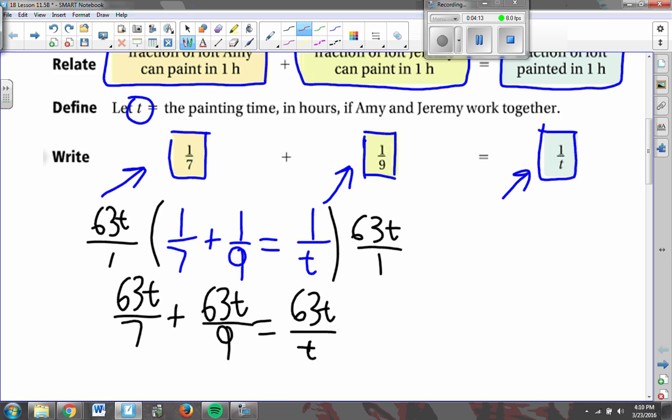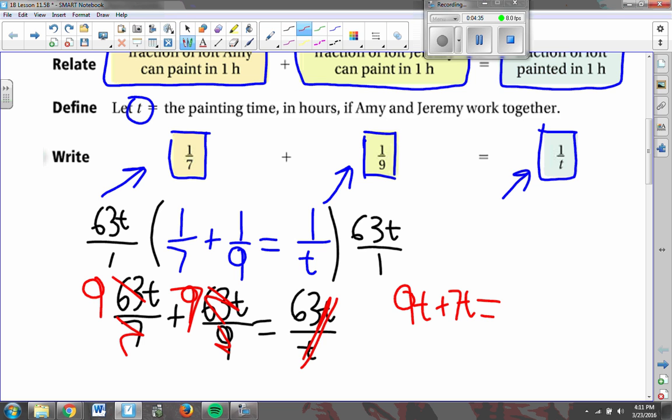Now I can cancel a lot of things out here. The 63 can become a 9 and the 7 will go away. Here the 63 will become a 9 and the 9 will go away. So I end up with this becomes a 7. 9T plus 7T equals, and then here 63T and T, the T's go away, and I just have 63. So if I combine the 9T and the 7T, that's 16T is equal to 63.